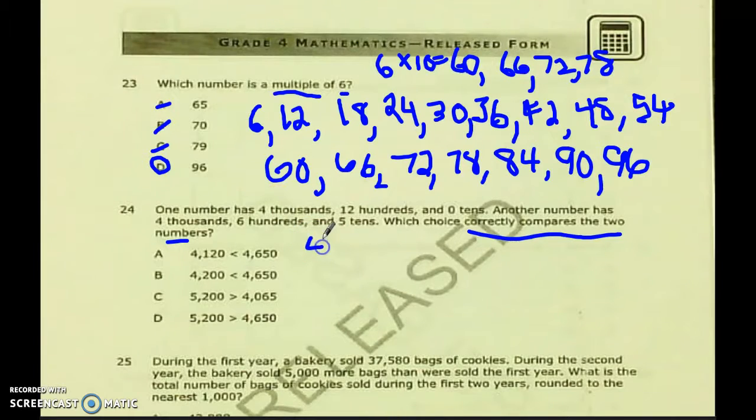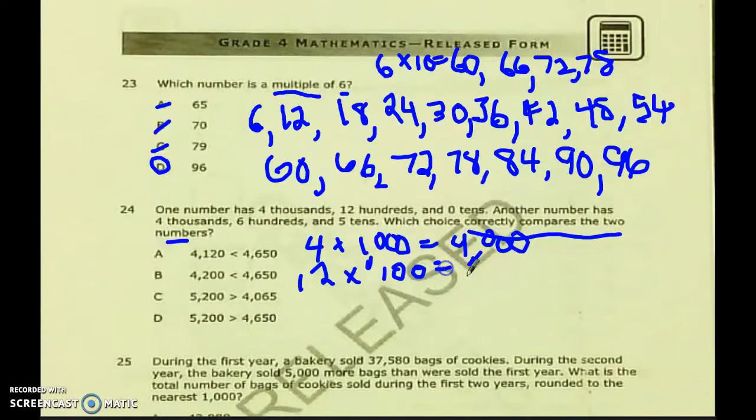So I have 4 times 1,000, 4 thousands, which is equal to 4,000. I also have 12 hundreds. So that's 12 times 100, which is equal to 1,200. And then no tens. Okay? So this total amount is 5,200. Let's go to the other one.